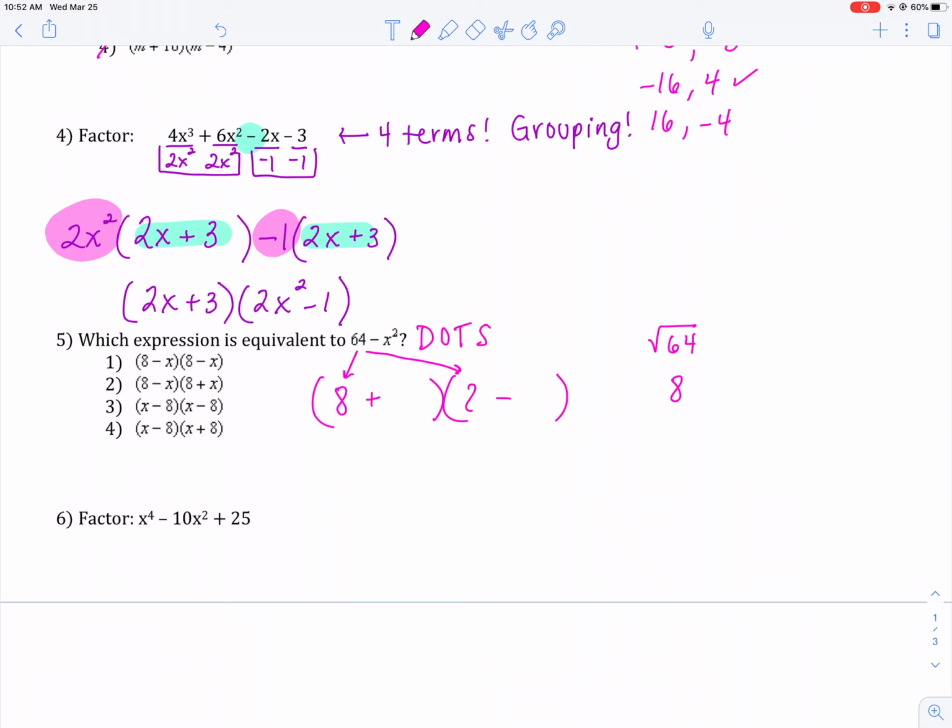Here becomes 8. Now x squared, technically you're taking the square root, but to take the square root, you just take half the exponent. Okay, and half the exponent would just be x. So it's 8 plus x, 8 minus x. And your answer should be choice 2. You can't say choice 4. If the 64 is up front, the 8 has to be up front.